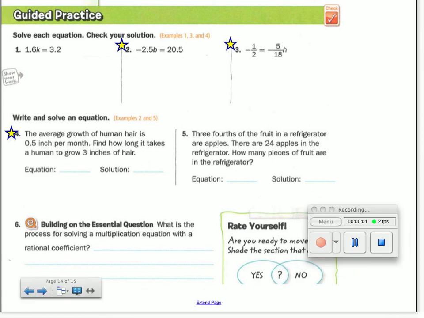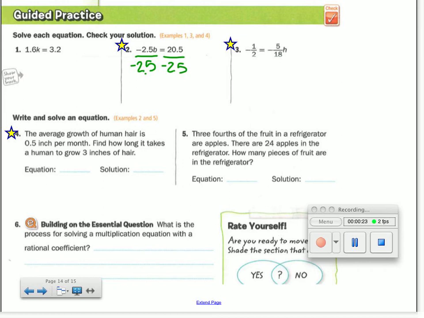All right, so for number 2, we want to get b by itself. Right now it's negative 2.5 times b. The opposite of multiplying is to divide. To show division, you must draw your line. So divide by negative 2.5. Notice I keep the sign the same, and then you're going to divide by negative 2.5.